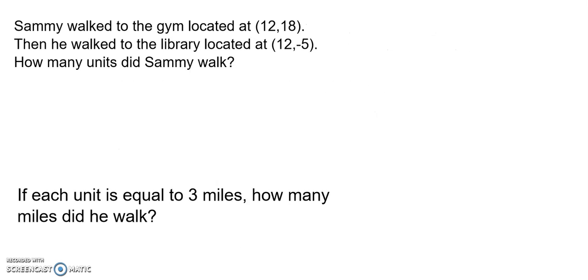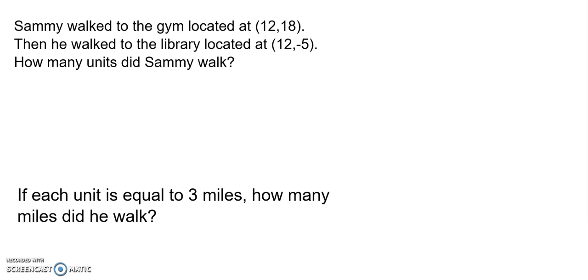Now we have a 2-part word problem. Sammy walked to the gym located at (12, 18). Then he walked to the library located at (12, -5). How many units did Sammy walk? That's the first part of the problem. And the second part of the problem says, if each unit is equal to 3 miles, how many miles did he walk? So we're first going to have to figure out how many units he walked.